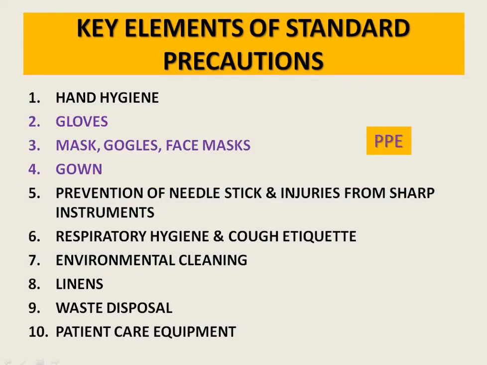So what are the key elements of standard precautions? Number one, as usual, it is hand hygiene. As you know, hand is the part which takes part in each and every part of the infection. So if you can control the hand movements and hand hygiene, definitely we can work up. So what are the elements that help us to control the precaution?